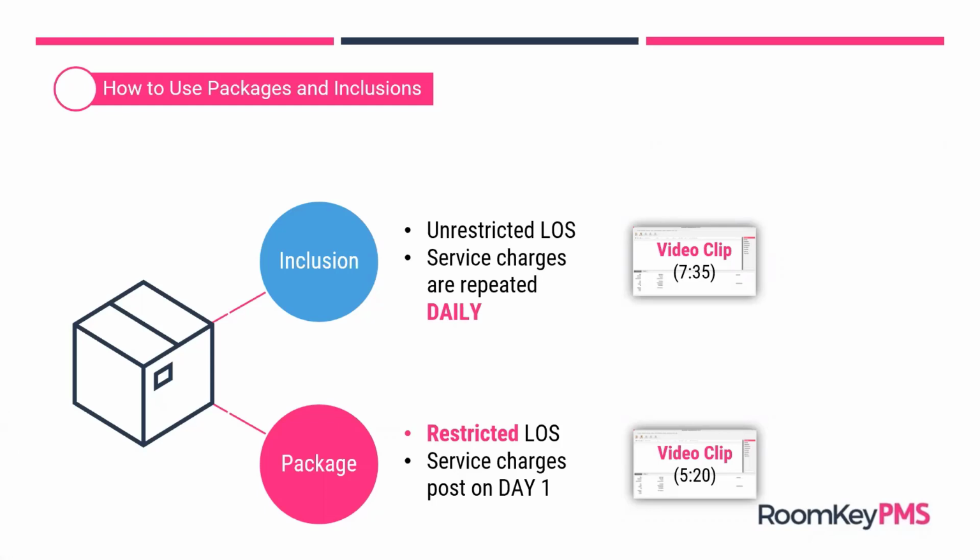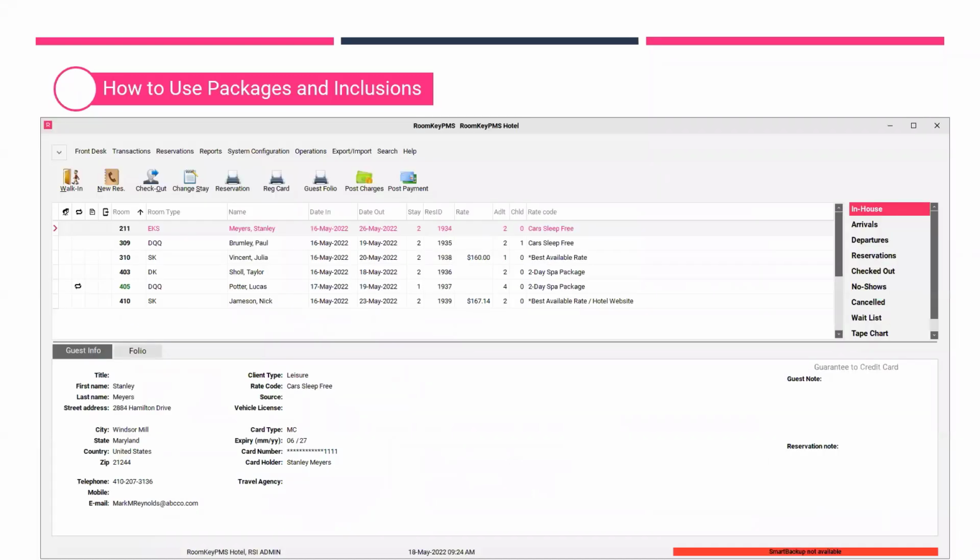So now that we've had an opportunity to see how these packages and inclusions are created using the Packages and Inclusions module, I'm going to bring up RoomKey so we can see this in a live demo database here. So this opens up on screen. This is a demo database where I created those new packages. I'll show you some features when you create a package and when guests book that package.